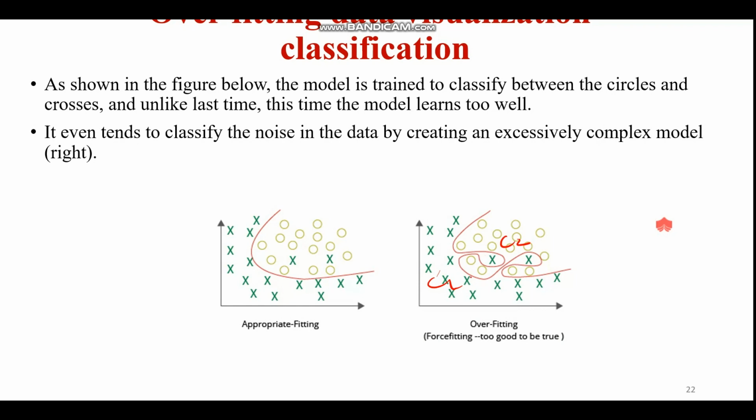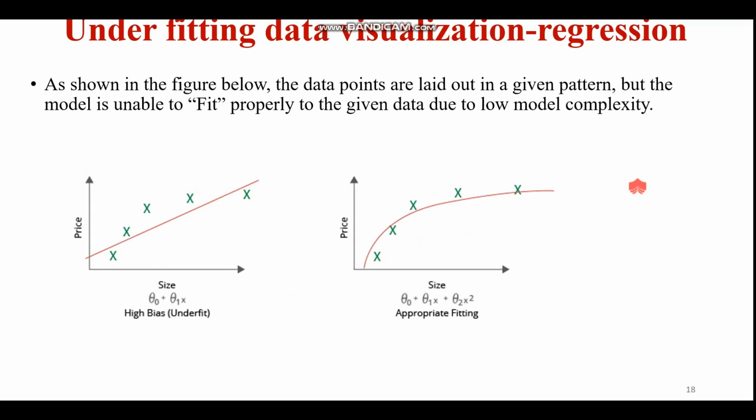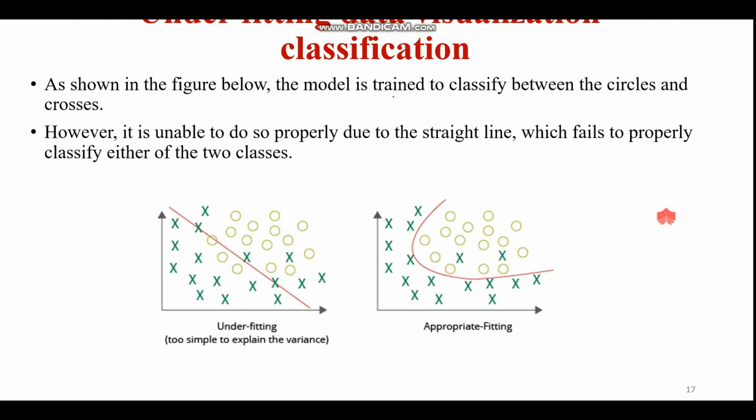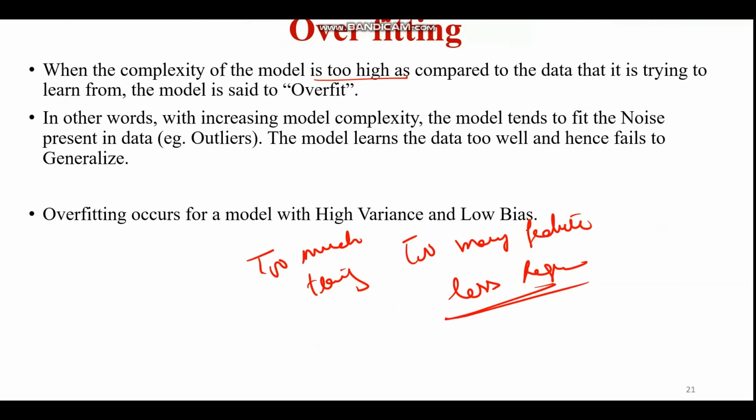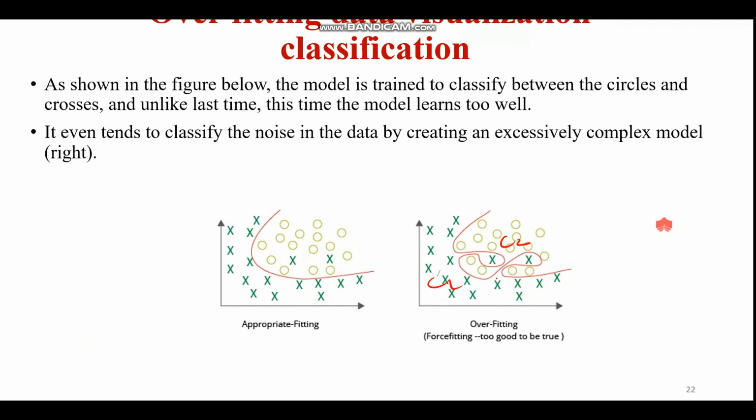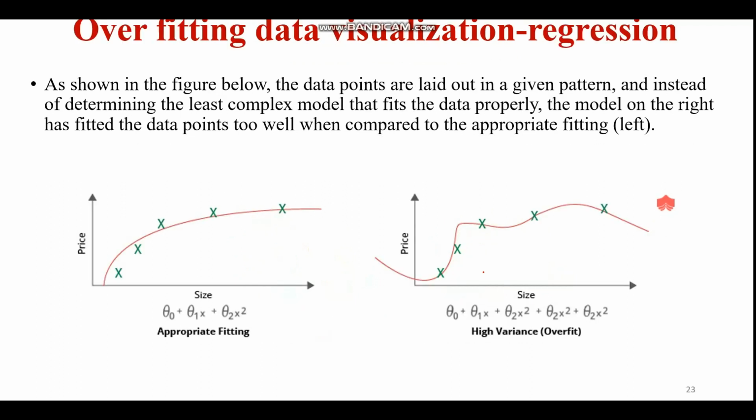And in case of classification, it is simply a straight line, as we can see over here. And this is appropriate fitting. It will remain the same in underfitting and overfitting. And over here in overfitting, we can see the appropriate curve will remain the same, but this is the overfitting curve. So this is how we can visualize the data in classification.